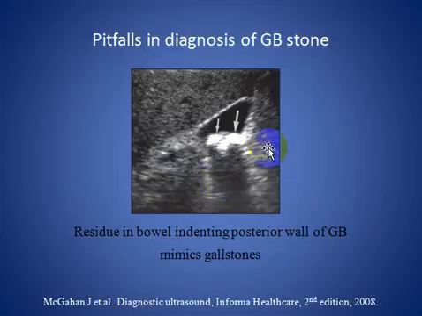Some pitfalls seen: there is shadowing from gas in the bowel that gives dirty shadowing here, and this simulates a stone. Sometimes a polyp is seen, but that polyp is fixed, not mobile, and sometimes it is confused with a stone.